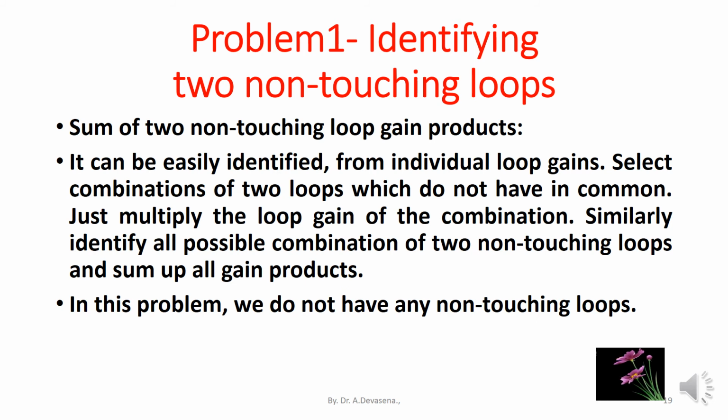In this problem, we do not have any non-touching loops. So, sum of P suffix m2 is equal to 0. Similarly, we do not have any three non-touching loops. So, sum of P suffix m3 is also 0.